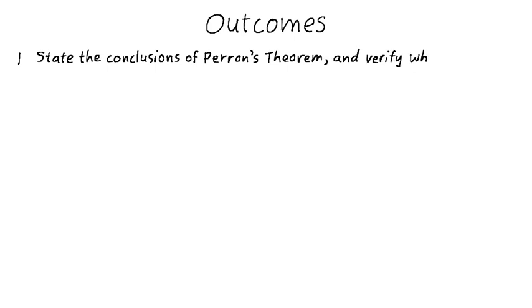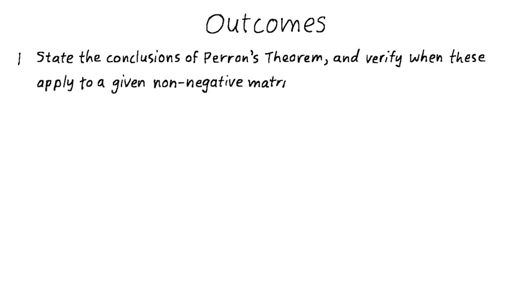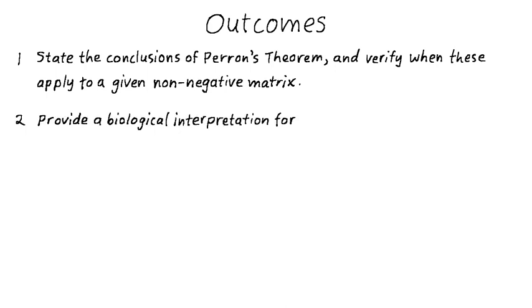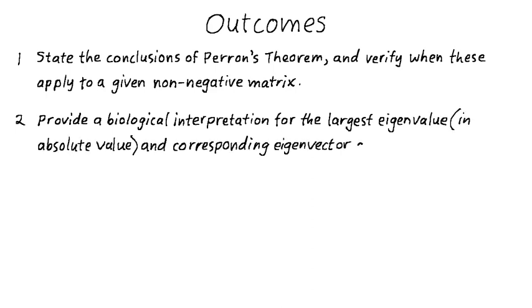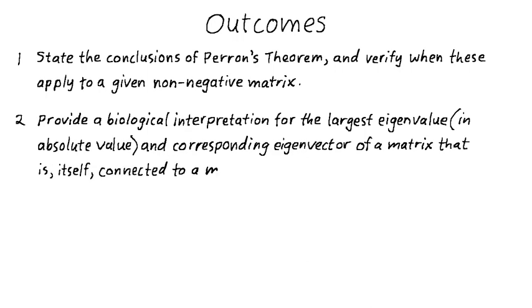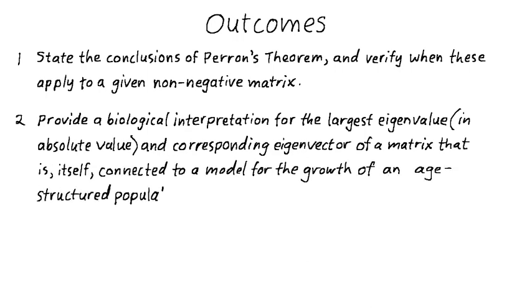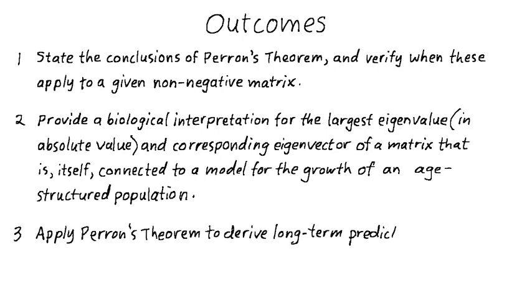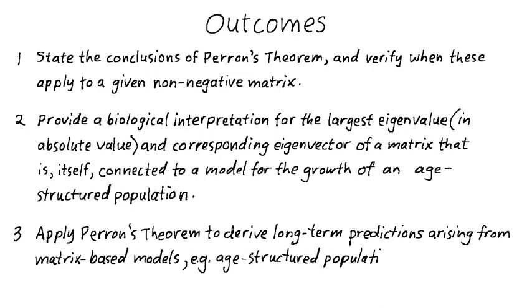By the time you've mastered the ideas presented in this video, you'll be able to do 3 things. First, you'll be able to state the conclusions of Perron's theorem and verify when these apply to a given non-negative matrix. Second, you'll be able to provide a biological interpretation for the largest eigenvalue, in absolute value, and corresponding eigenvector of a matrix that is itself connected to a model for the growth of an age-structured population. Finally, you'll be able to apply Perron's theorem to derive long-term predictions arising from matrix-based models, like the one we developed for the growth of an age-structured population.